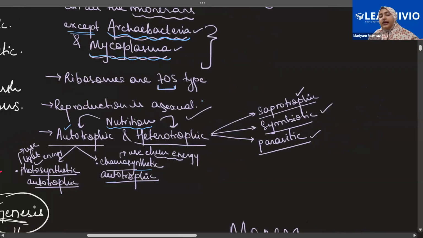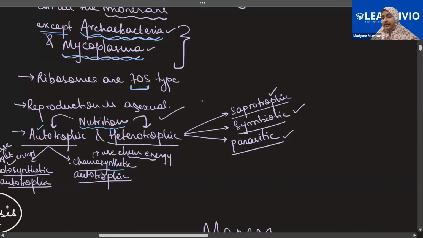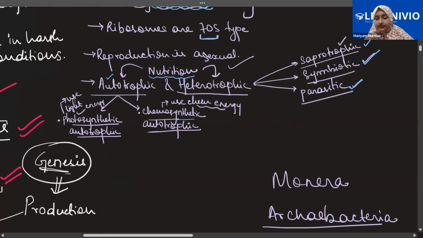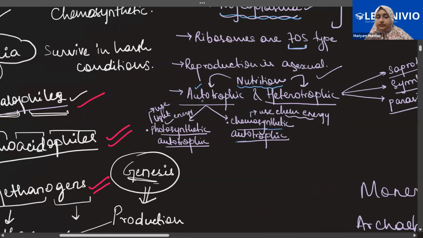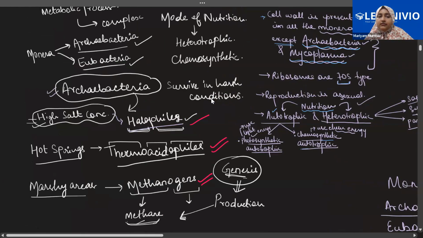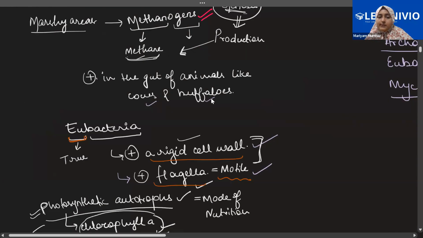Now talking about the heterotrophic mode of nutrition, it is divided into three further types: saprotrophic, symbiotic and parasitic. This is the mode of nutrition wherein they cannot make their own food, so they are dependent upon other organisms for their nutrition. Is it clear? Yes, ma'am. Any doubts up until now? No, ma'am.